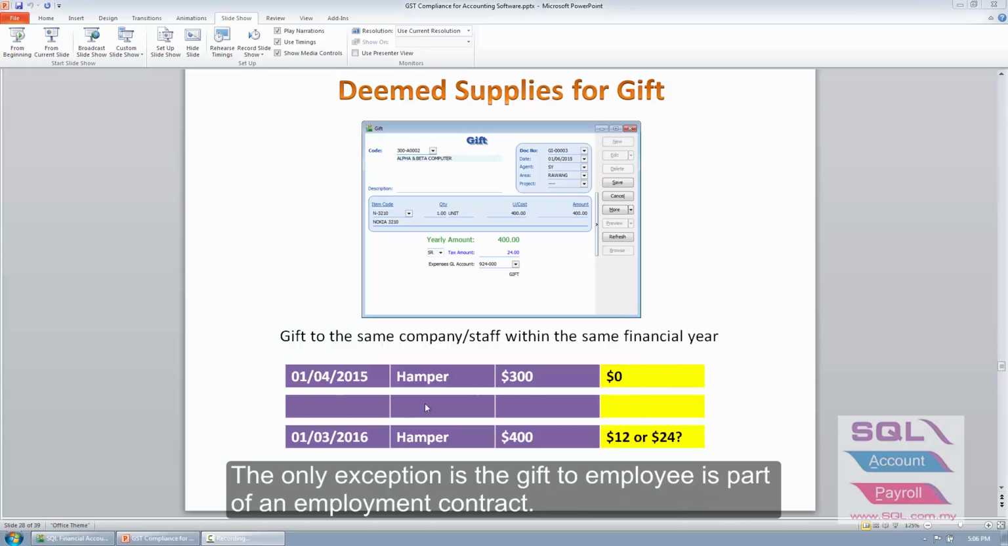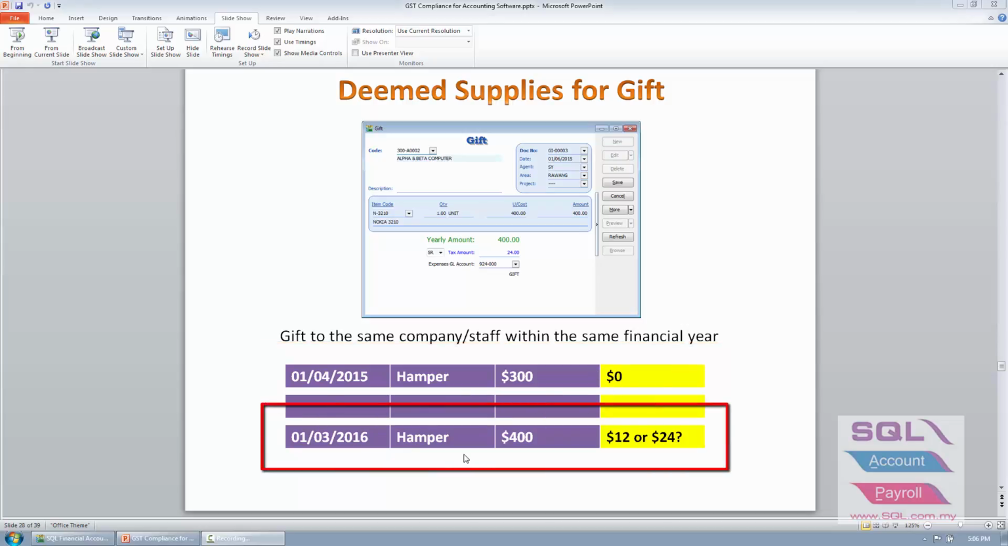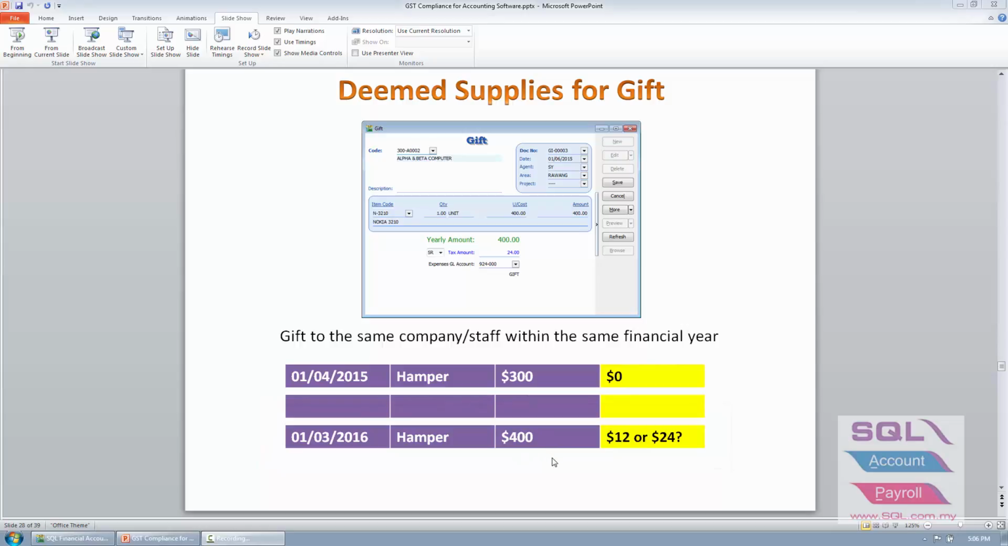In this example, within the same financial year, two gifts are given. The first gift is only 300 ringgit. Because it did not cross the 500 ringgit, therefore it's zero. But the second gift within the same financial year to the same customer is 400 ringgit. 300 plus 400 is 700, therefore it crosses the 500 ringgit threshold.